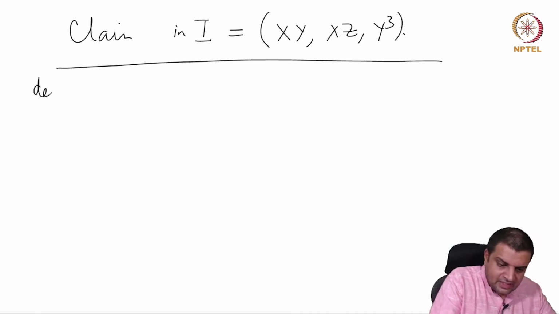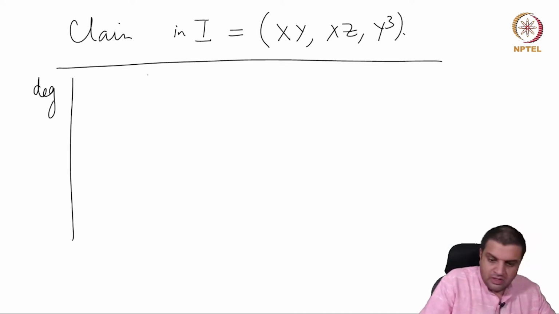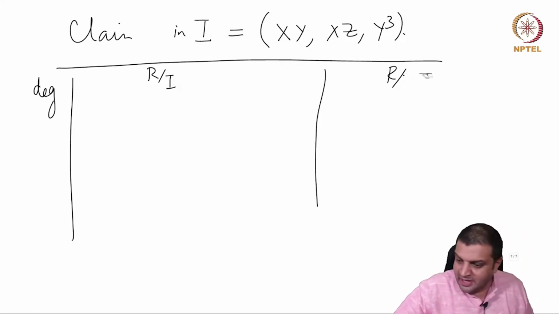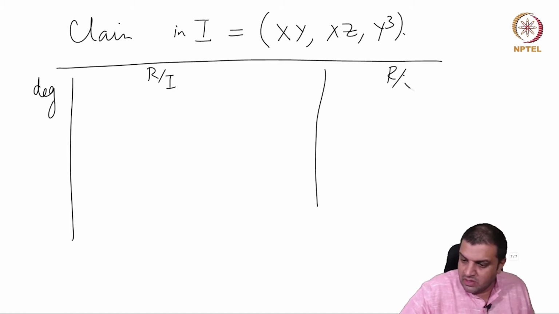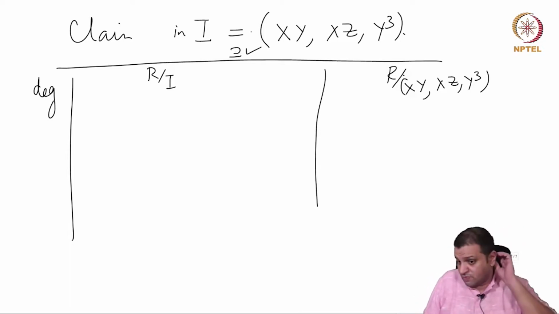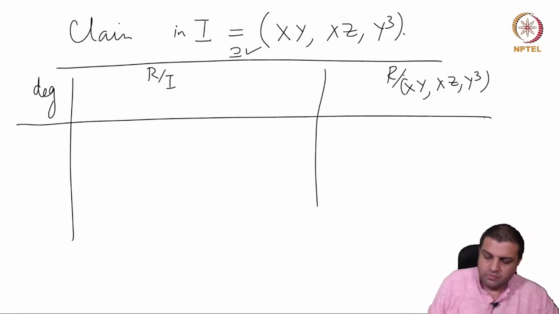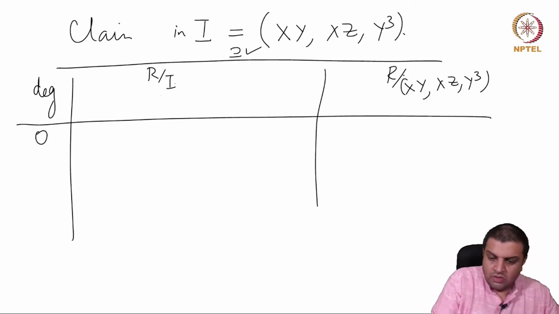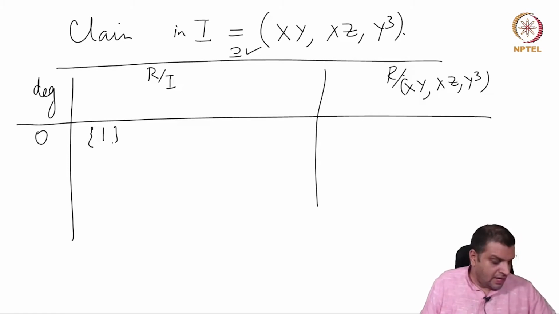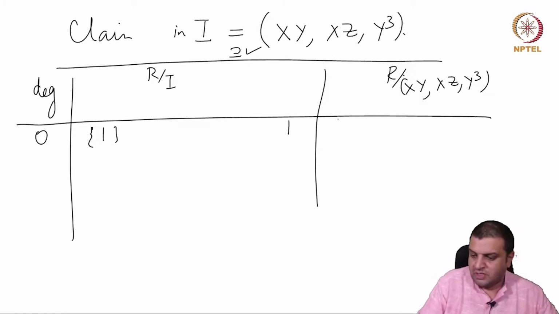So let's put degrees here. Let's put R mod I, and then R mod this ideal. This is the claim: xy, xz, y cube. So we know this statement, right? It's the other direction that we want to prove. Okay, so here in degree 0, R mod I has basis just 1, so I'll write down the basis and the Hilbert function. Similarly, the basis is just 1 and the Hilbert function is just 1.